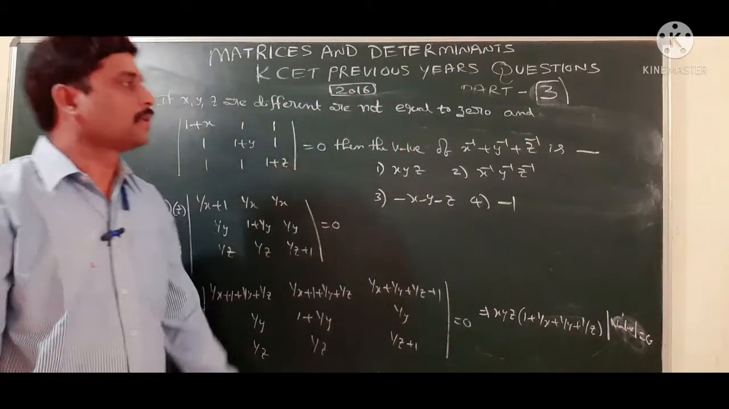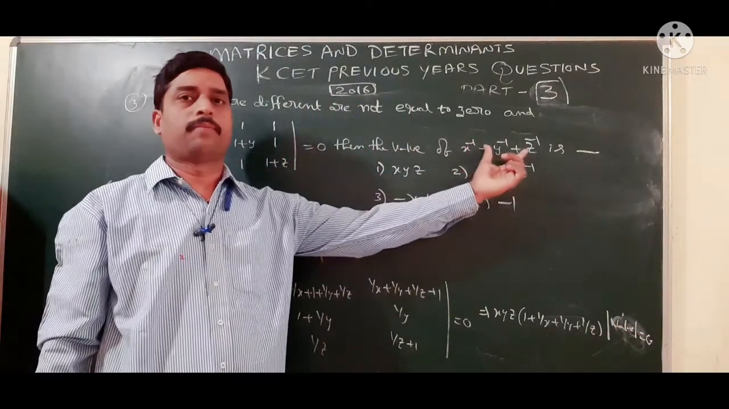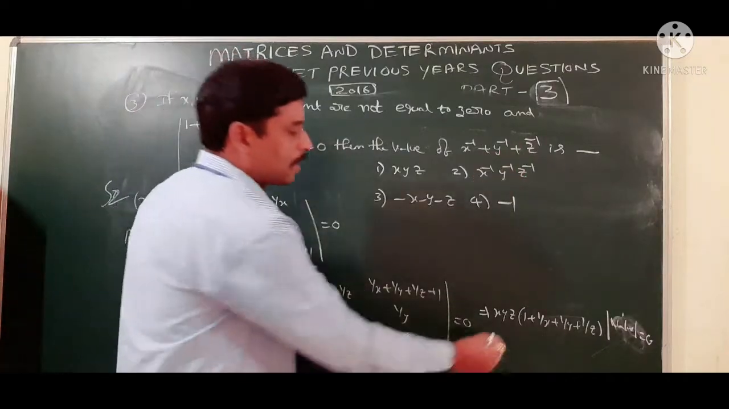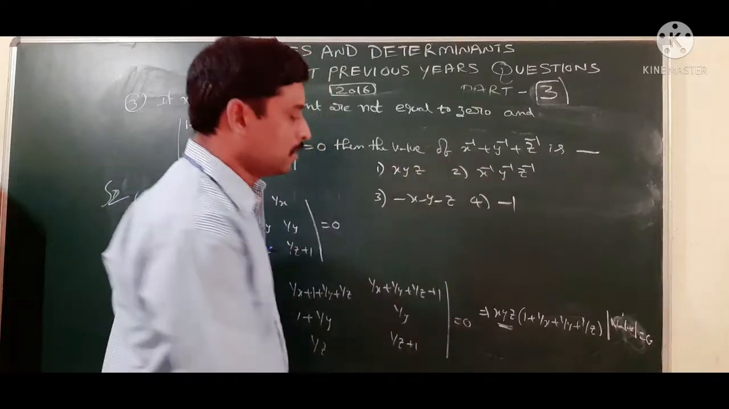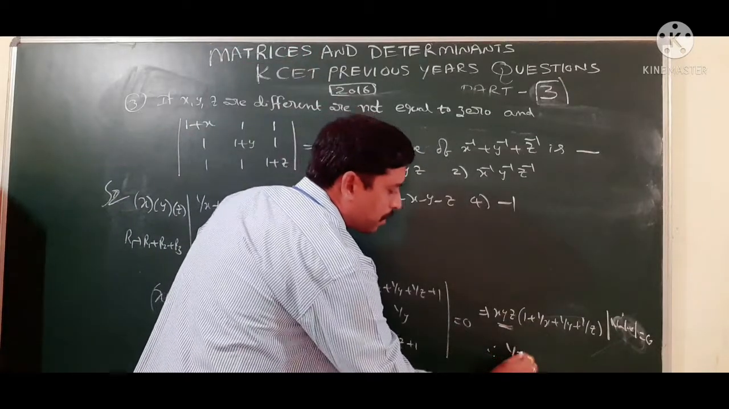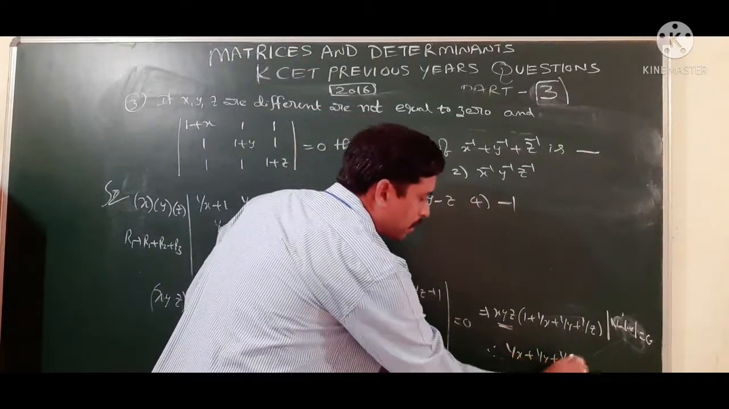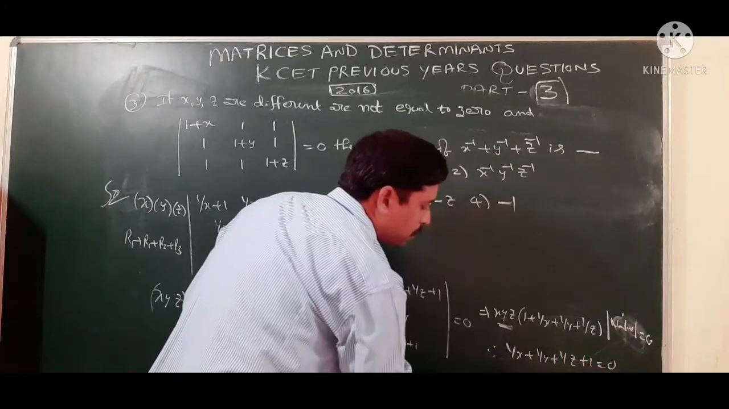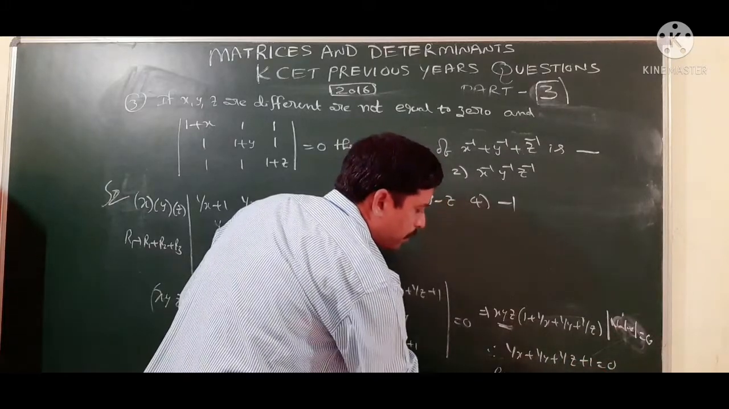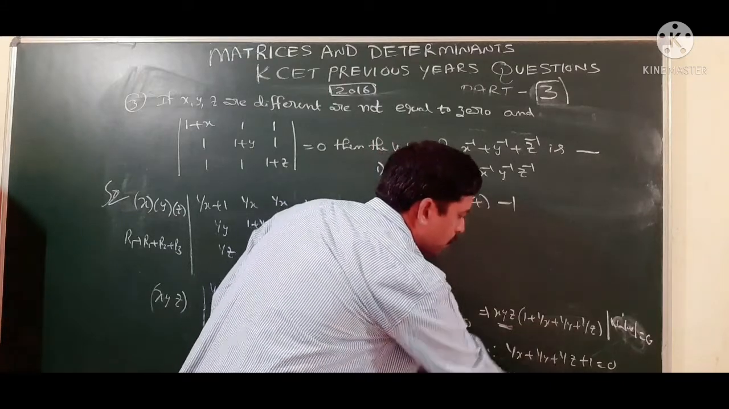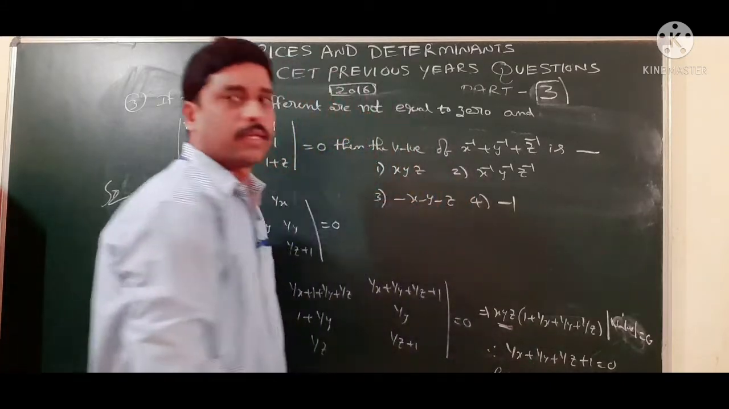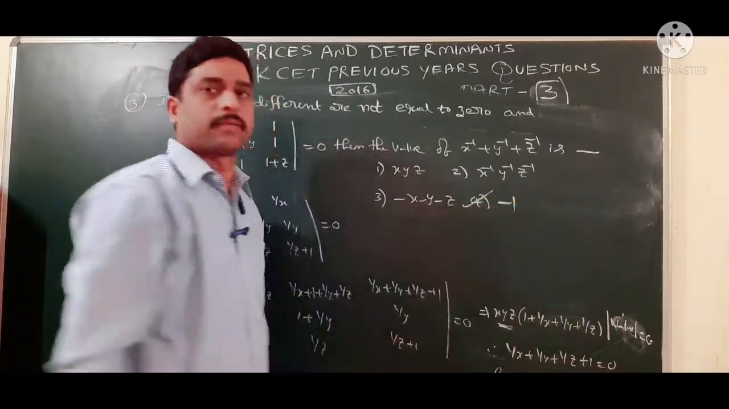But our target is 1/x + 1/y + 1/z equal to 0. Here xyz is not equal to 0, and this det is also not equal to 0. So the value 1 + 1/x + 1/y + 1/z must be equal to 0. So what is required? 1/x + 1/y + 1/z is equal to, the answer is, minus 1. So which option is correct? Option 4 is correct.